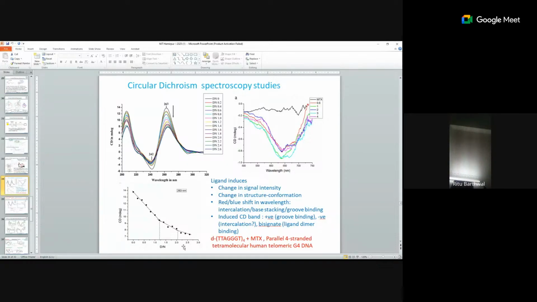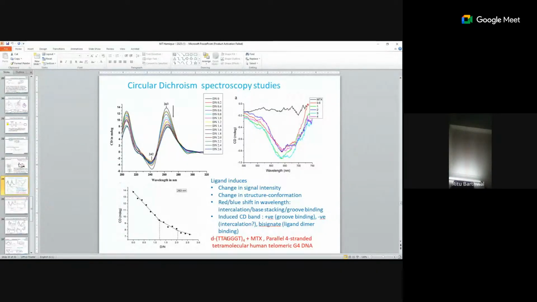Another very great thing we get is, supposing your ligand was symmetric, by binding it may have gone into an asymmetric sort of state. If that is the case, you will get an induced CD band. Now, theory tells you that if you have a large positive CD band in duplex DNA, you have groove binding. If you have intercalation, then you will get a small negative peak. And if you have a dimer which is binding, then you will get one positive, one negative peak.